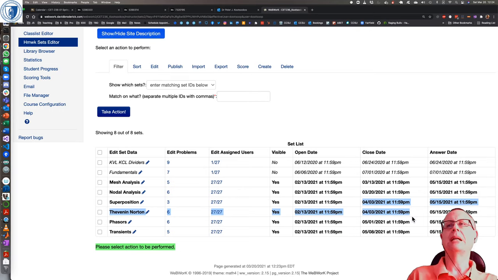And then after that, I need to cover some more stuff on resistors and capacitors in order to be able to do the next two homework in web work.